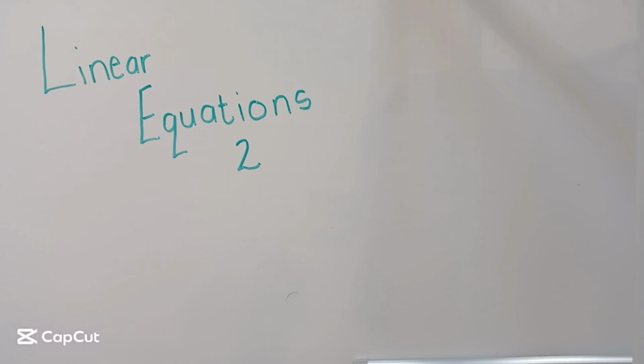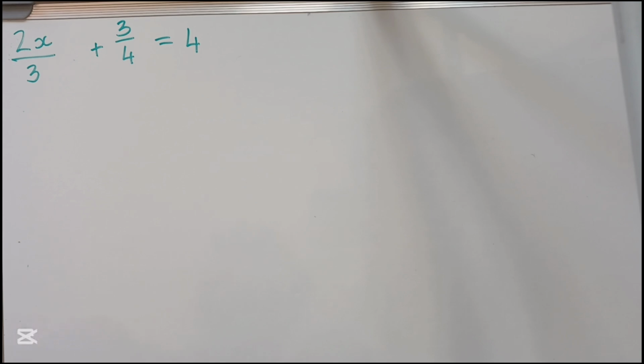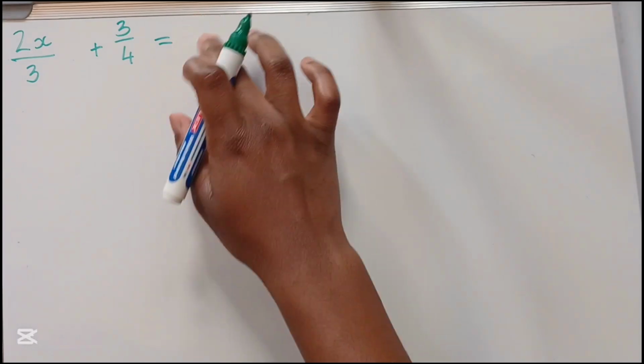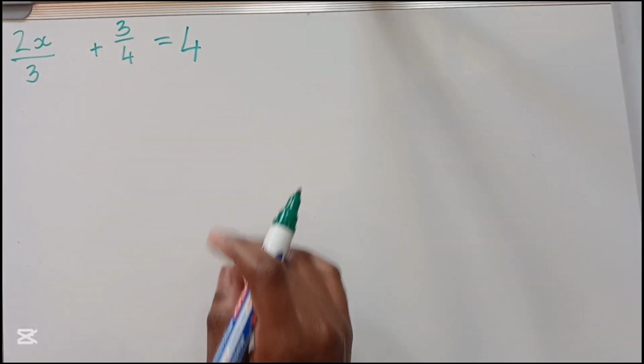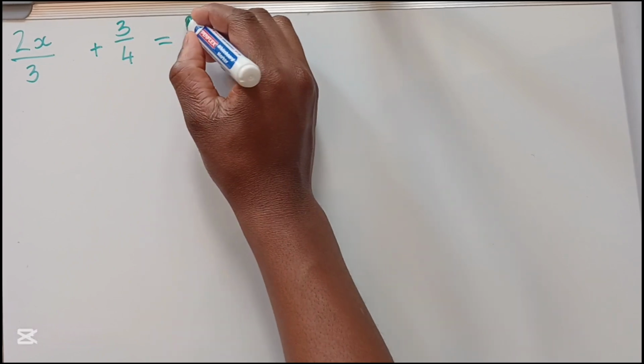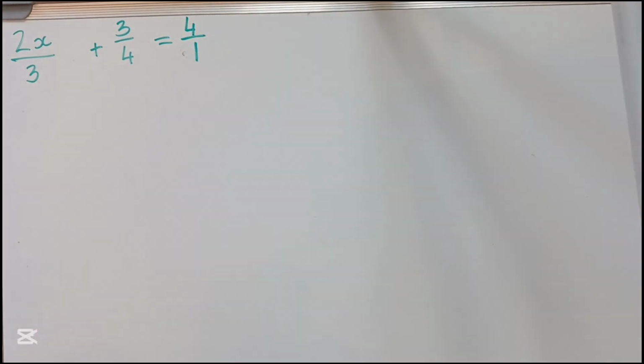Today, we will be looking at fractional linear equations. In this first example, we want to make sure that everything is in fraction form. So let's do this. This was a 4, a whole number 4. So let's change this whole number 4 into a fraction by saying 4 over 1.